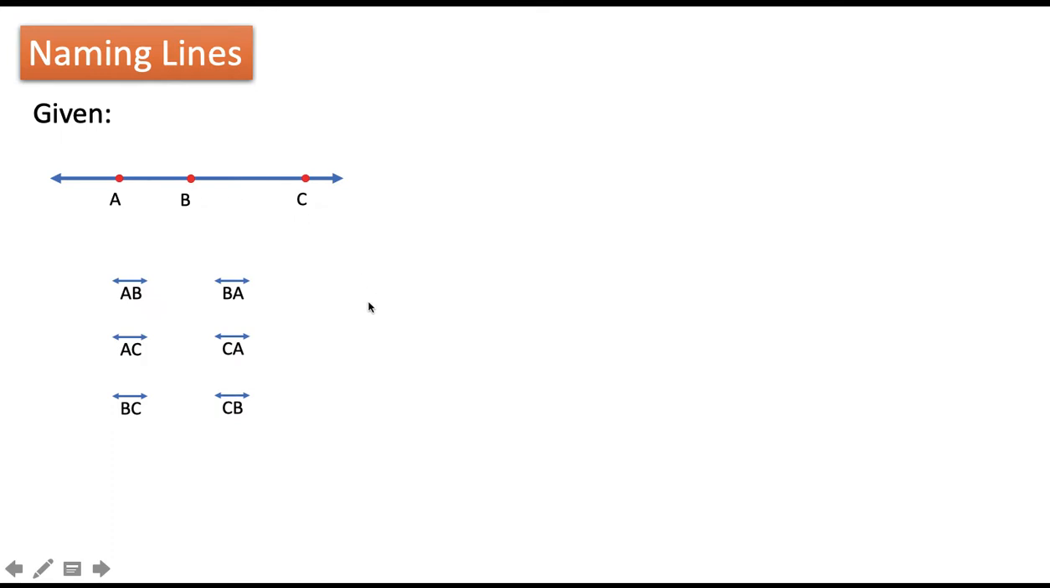known points. Notice that there should be a line written on top of these 2 letters, and to emphasize a line, there must be arrowheads in both directions, which means that it is a line and it extends indefinitely in both directions. Sometimes a line has a single letter to label it. So we can use that letter to name it as well. So we can call this line line L.